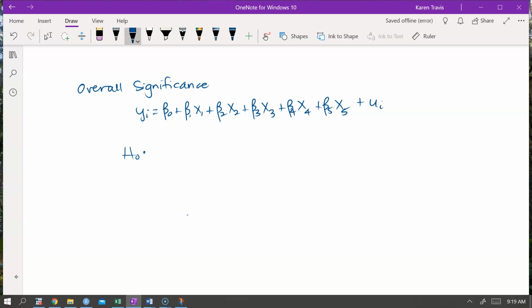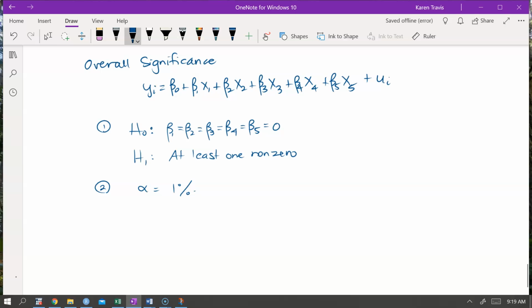Overall significance always means that every single slope coefficient is set to 0. Note that I'm saying slope coefficient, I'm not saying the y-intercept. The alternative hypothesis is that at least one is non-zero. Let's imagine we're using some given level of significance. This follows an F distribution, as with joint significance. However, we have a different test statistic.